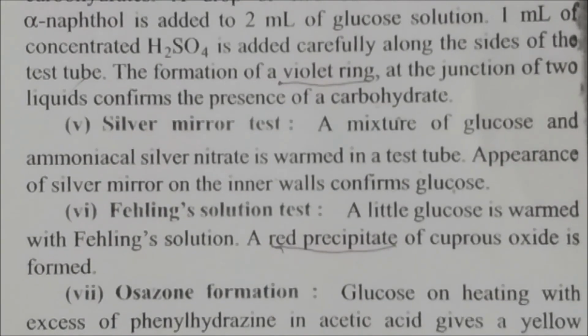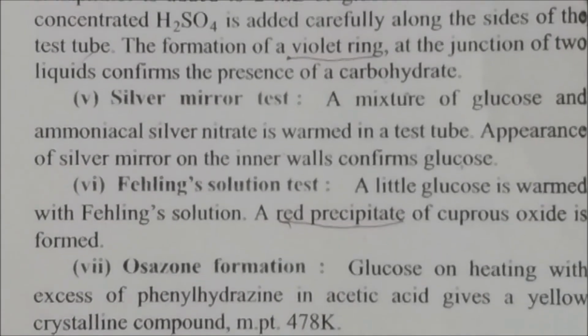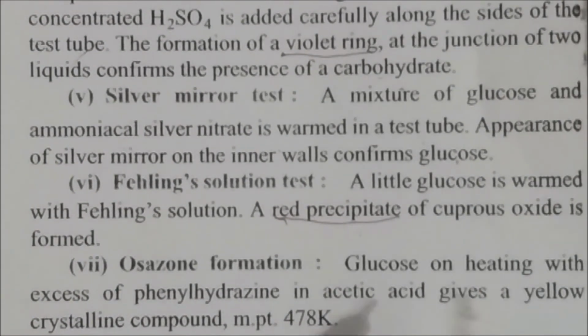Osazone formation is also one of the important tests for glucose. When you heat glucose with excess phenylhydrazine in acetic acid, it will give you yellow crystalline compounds, and its melting point is 478 Kelvin. So these are the different tests for the identification of glucose.